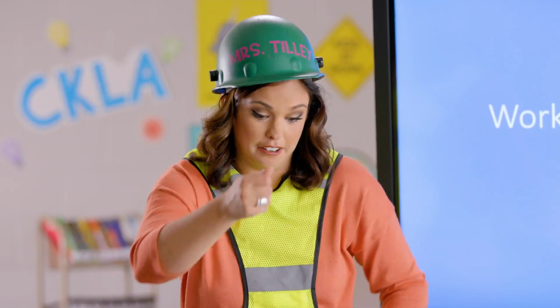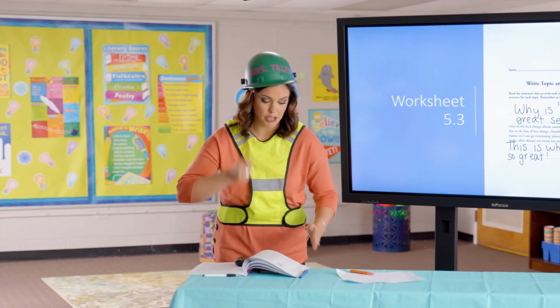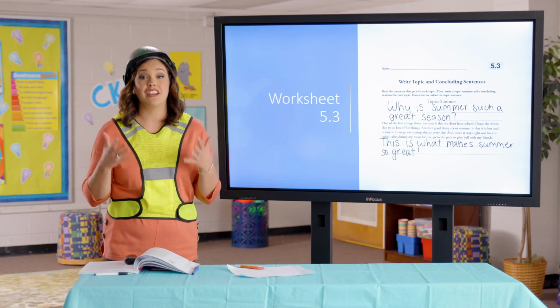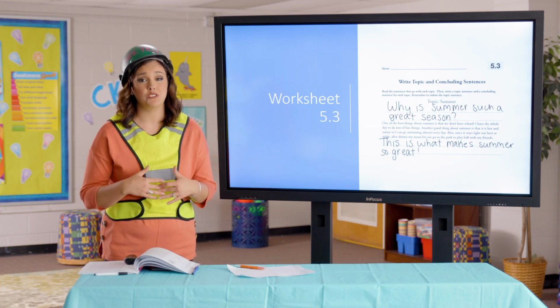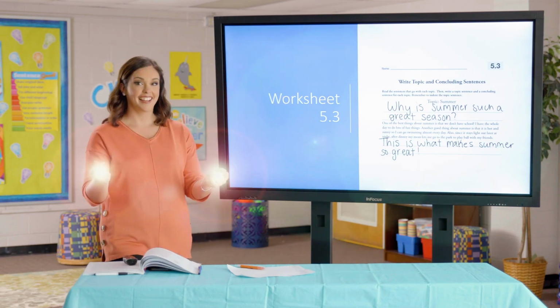Woo, this is hard. Is your saw becoming a hammer? Because mine is. Make sure you keep your saw straight and your hammer going up and down. Can you do it? You guys did an awesome job building, and I had so much fun. But I think it's time for Miss Tilly to hang up the hard hat and get back to teaching.